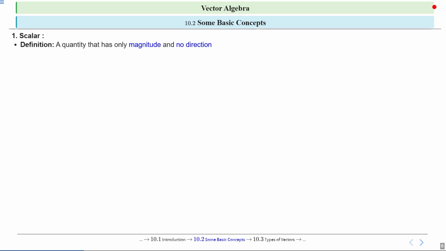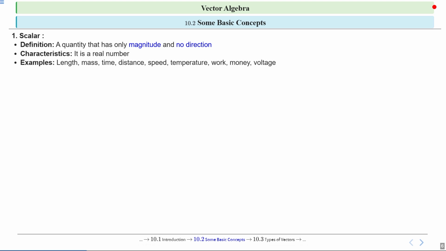Definition: a quantity that has only magnitude and no direction. Characteristics: it is a real number. Example: length, mass, time, distance, speed, temperature, work, money, voltage. Operations: scalars can be added, subtracted, multiplied, and divided using standard rules of algebra.